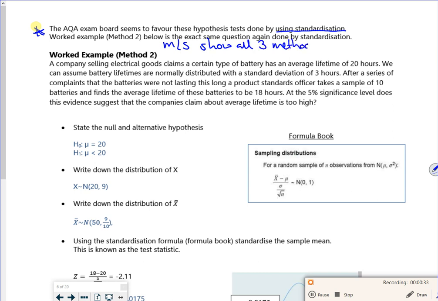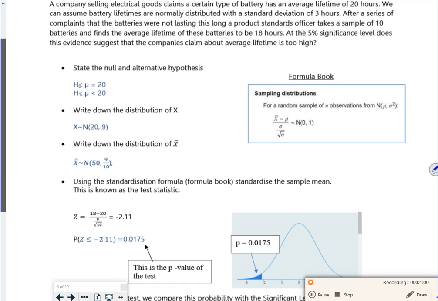And actually, the 2022 paper acknowledged the fact that the probability method was done by the most people and was the most successful. So the standardizing method is the same idea, but we change it into X bar and then we change it into Z, which we don't need to do because we've got our graphical calculators. So let's see if we can follow this through.